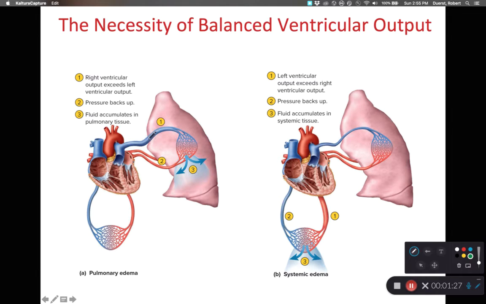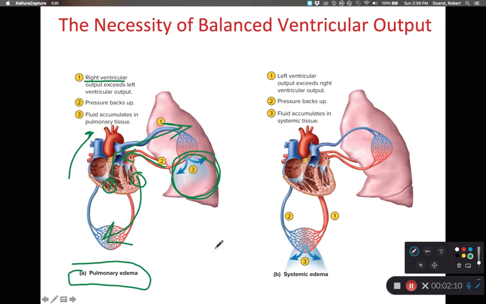So let's talk about balanced input and output. If we have output from the right ventricle exceeding the left ventricle, we're going to have more liquid being pumped to the lungs compared to being pumped to the rest of the body. If more liquid is going into the lungs than is leaving the lungs, the difference is the liquid left behind in the lungs. So if we have right ventricular heart failure, we are going to have pulmonary edema, liquid building up in the lungs.